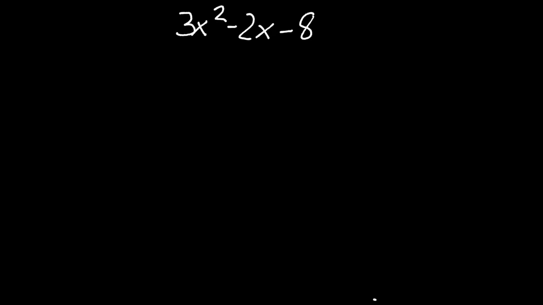For our first example here, we have 3x squared minus 2x minus 8. This is still in the same format as before, ax squared plus bx plus c. But as we see, a is no longer 1, a now has a different value. It could be negative, it could be positive, it could even be fractions or decimals, but I'm not going to be throwing anything of that sort at you right now. So everything is the same until the very end here.